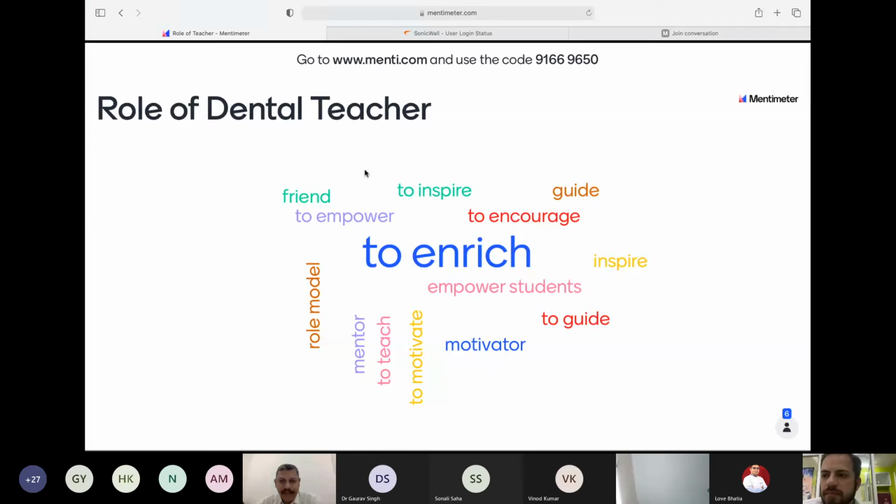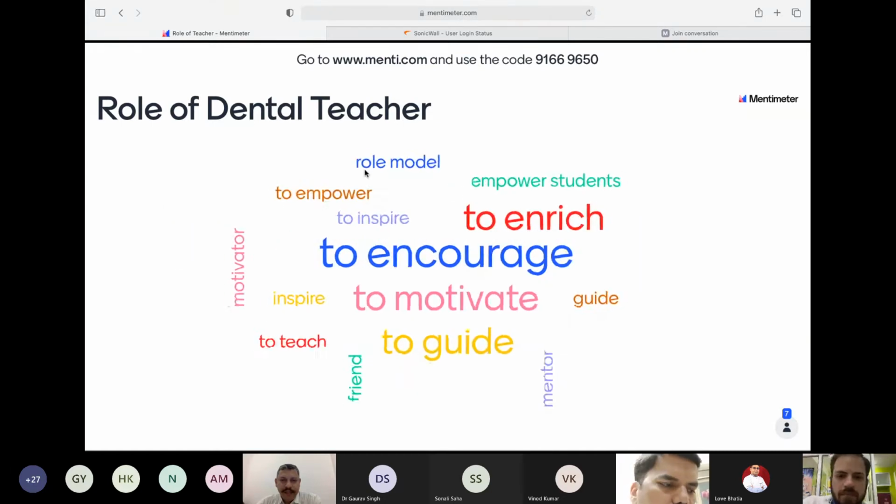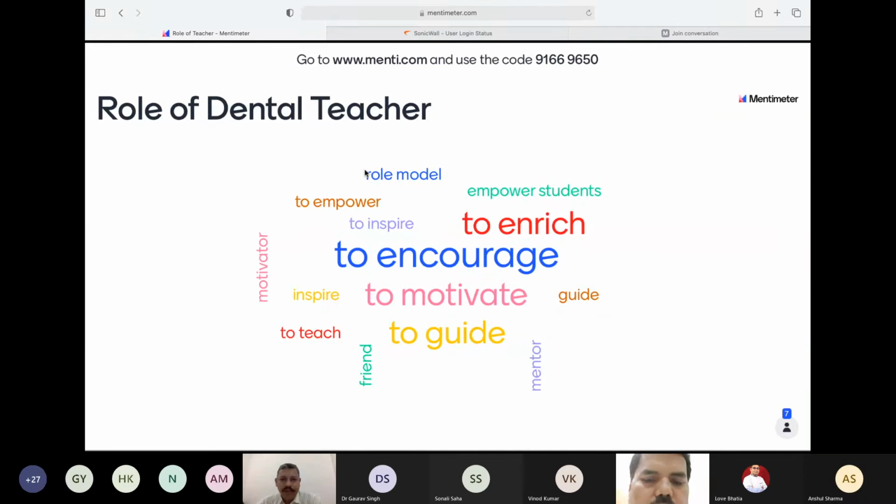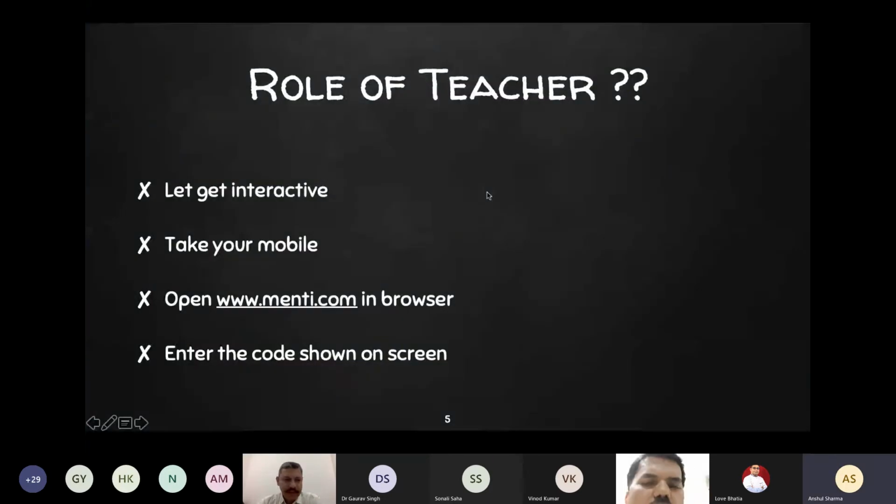As a motivator. Yes, students definitely look up to the teacher as a motivator, to motivate them, to guide them. And when we work in the clinical setting, not only as a teacher but as a clinician also, students look up to us as a role model. So that big responsibility we do have on our shoulders. Yes, to encourage, to empower. Okay, fine. Thank you very much for your input. So this is what you all think is the role of a teacher. So we'll go back to the presentation. Is the presentation visible?